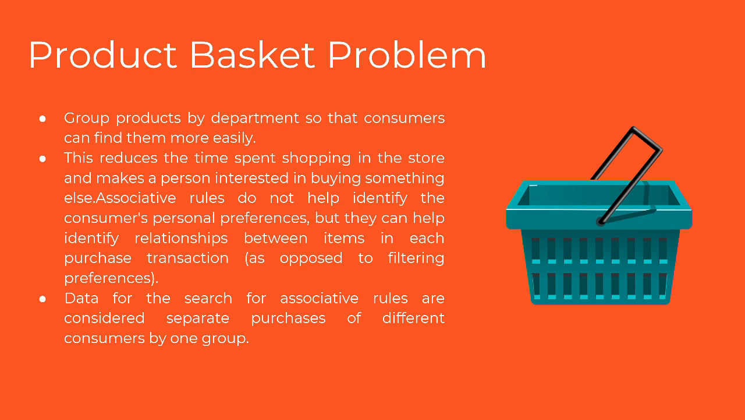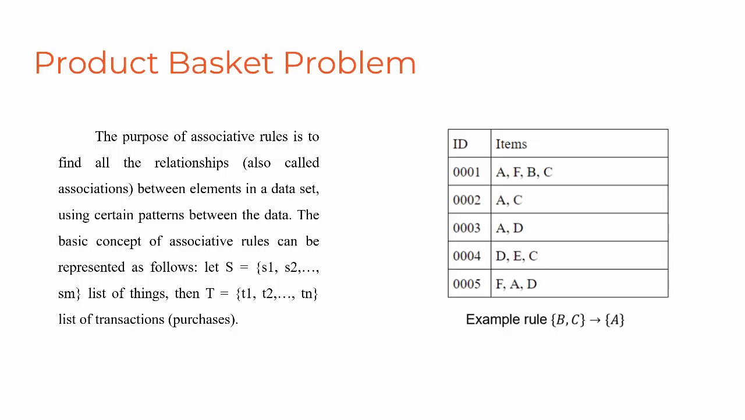Associative rules do not help identify the consumer's personal preferences, but they can help identify relationships between items in each purchase transaction, as opposed to filtering preferences. Data for the search for associative rules are considered separate purchases of different consumers by one group. The purpose of associative rules is to find all the relationships, also called associations, between elements in a data set, using certain patterns between the data.